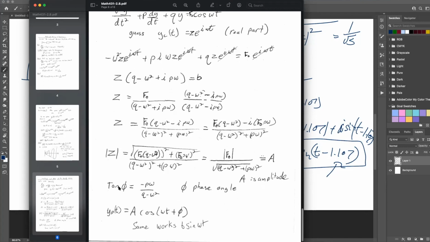And then tangent of phi equals this angle. Your particular solution is this, if it was a cosine. If it was sine, nothing changes. It'll be the same number, just instead of cosine, you'll have a sine.